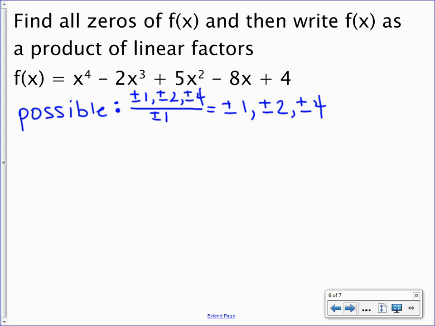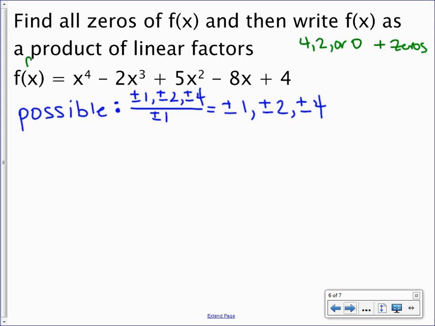Descartes' rule of signs. How many sign changes do we have in f of x? 4. So we are going to have 4, 2, or 0 positive zeros. Right? We have the number of sign changes, or 2 less, until you can't do 2 less.